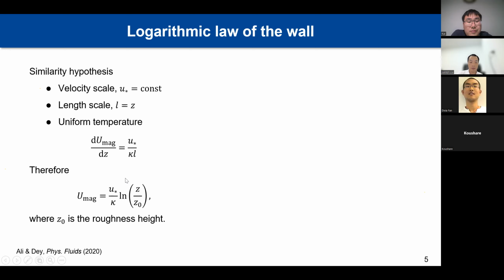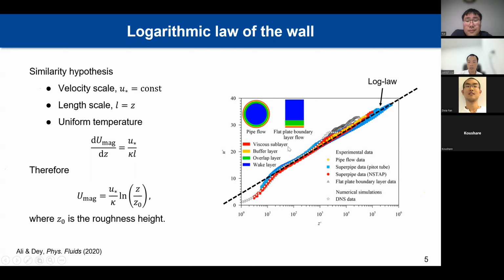And here we know that the log law exists in almost every wall-bounded turbulent flow, for example, pipe flow and flat plate boundary layer flows. And in practice, especially in wind energy applications, if we want to use the log law to predict the wind speed, we need to know two parameters. The first one is the friction velocity, and the second is the roughness height.